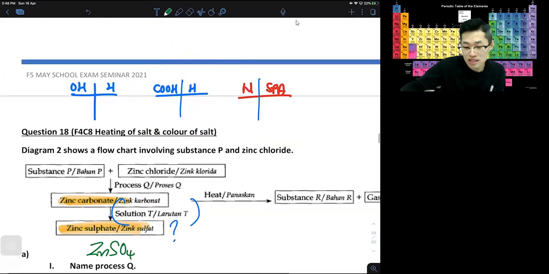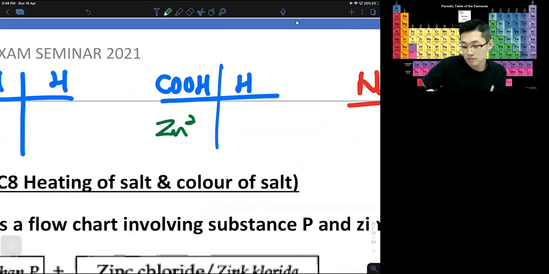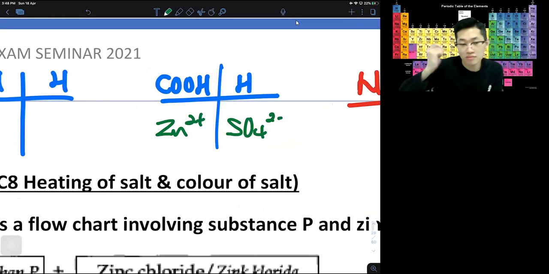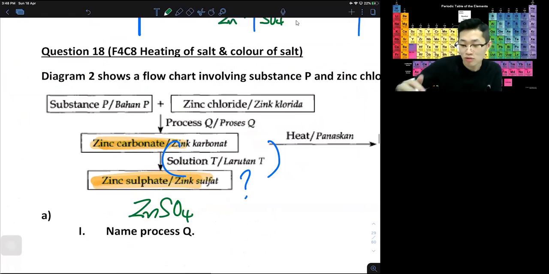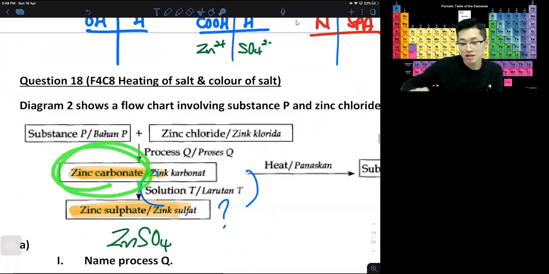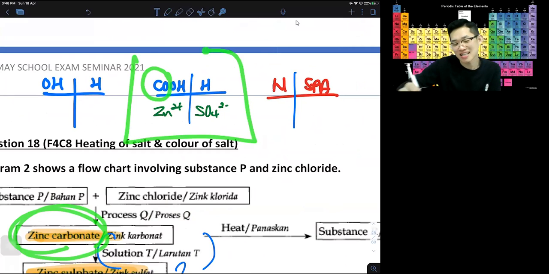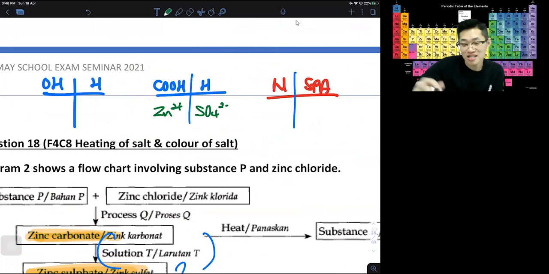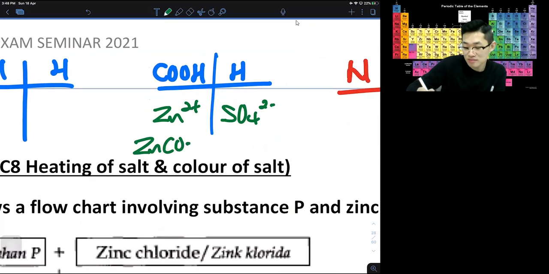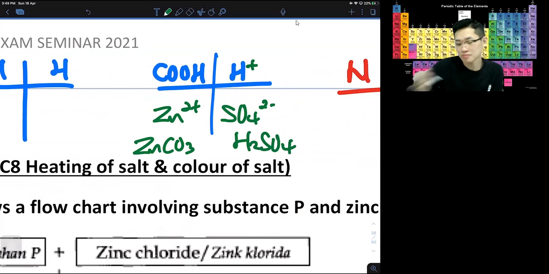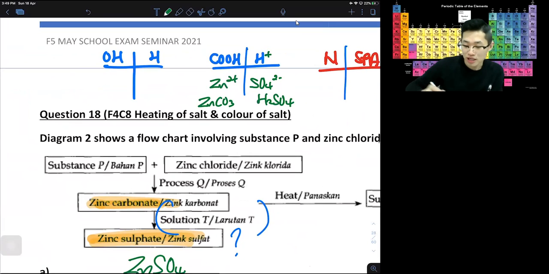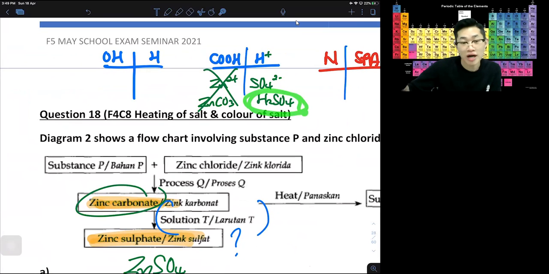So we straight away put the zinc sulfate here. You can also see that when they use zinc carbonate, only this cross got carbonate, so it must be this one. H+ and SO4 2- is H2SO4. Zinc carbonate is here already, so no need. We need a solution, that means H2SO4.